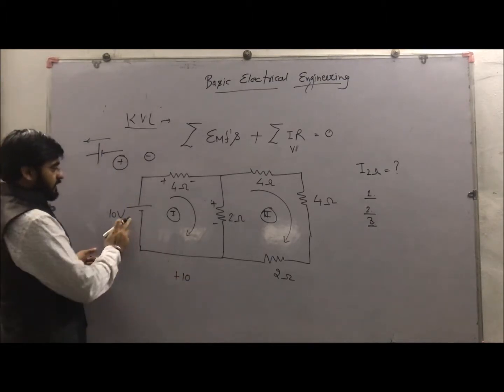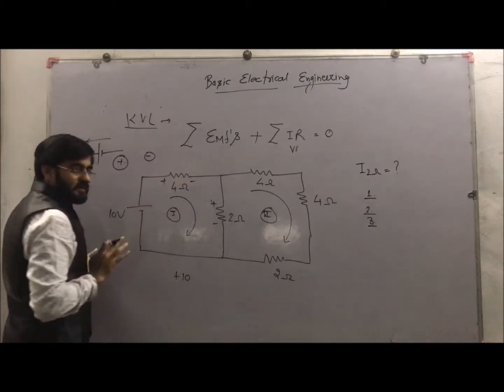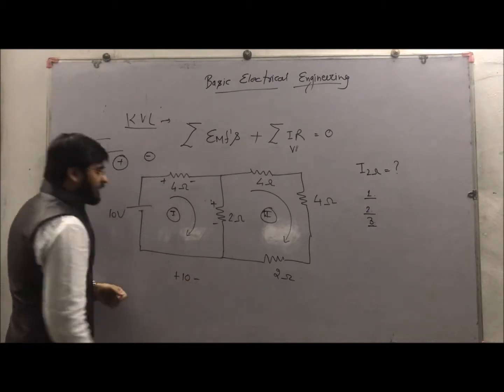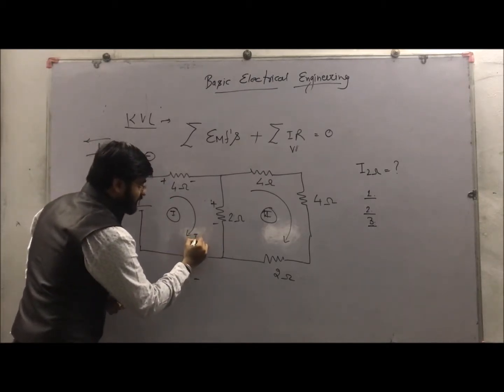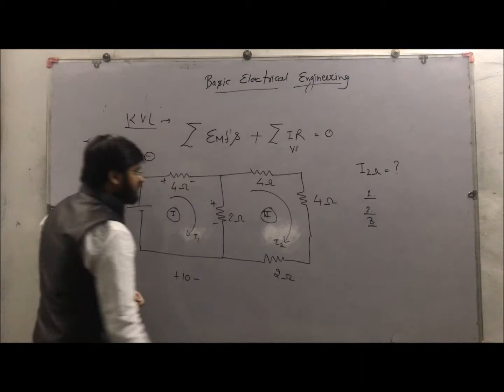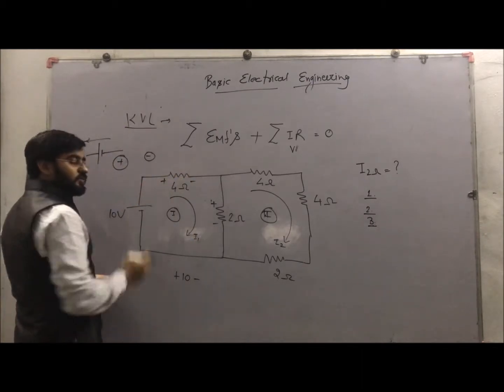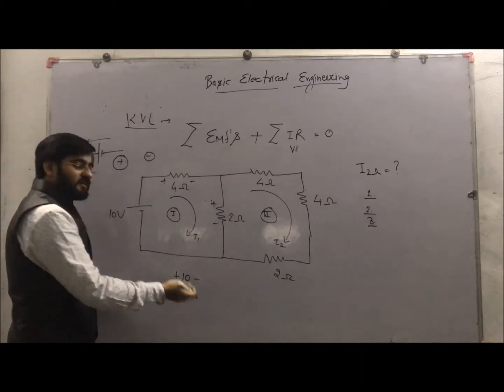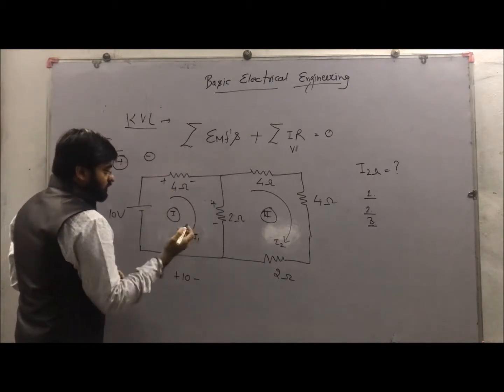Positive 10 volt, this is 10 volt. If I go through this, the voltage drop means negative. Let me define the current: that is I1 and that is I2. If the current is flowing through this 4 ohm resistor, it is minus because of the voltage drop. So what is the voltage?